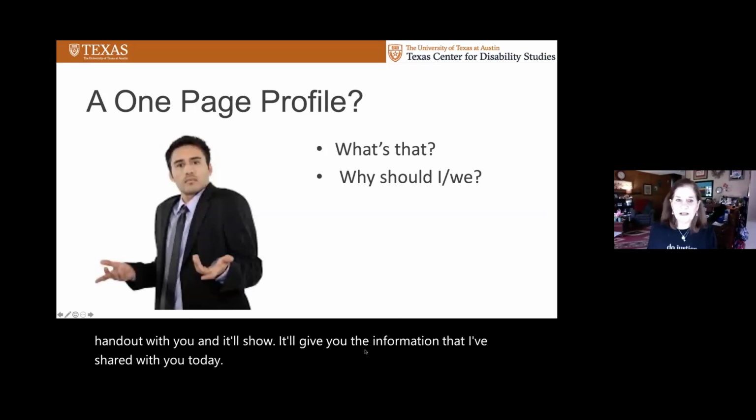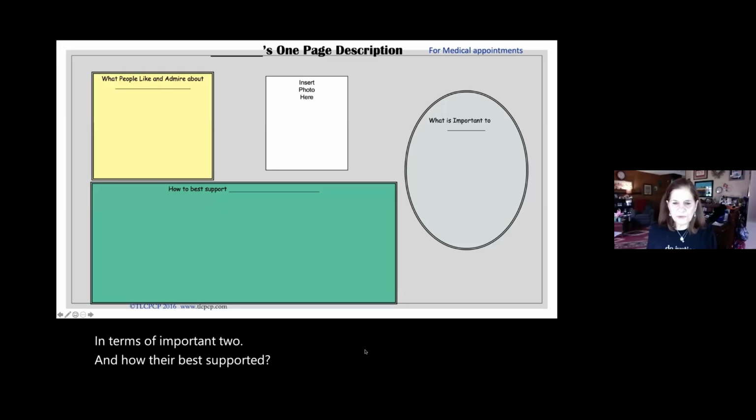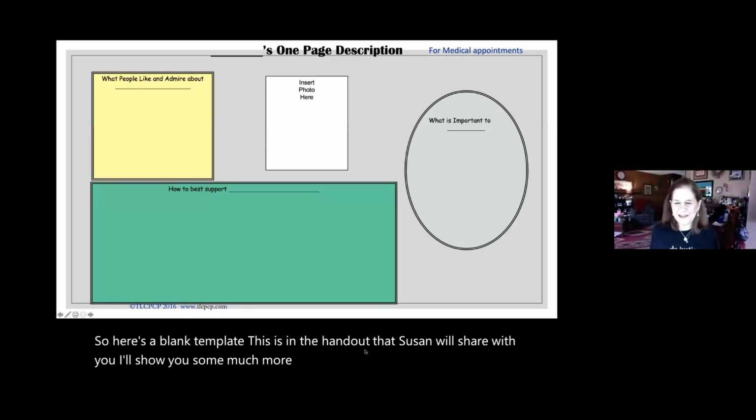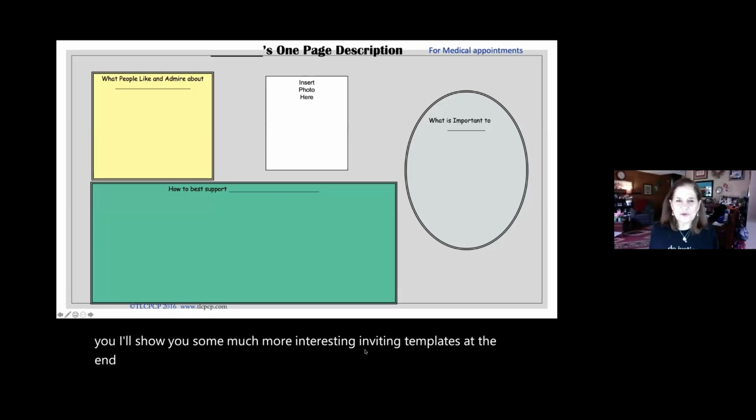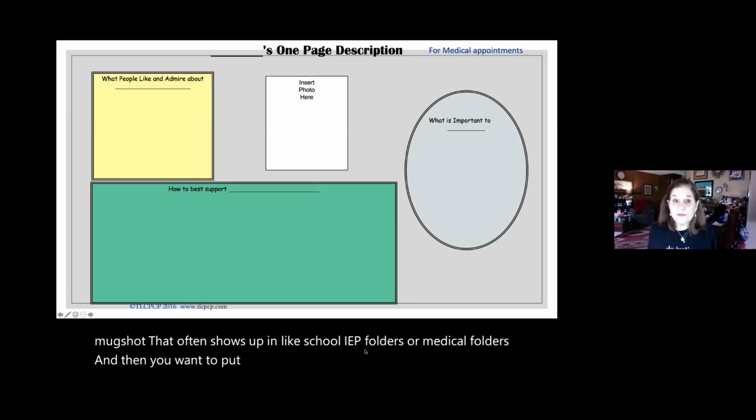A one-page profile, what is it? Why should we use one? It's a way of informing whoever your audience is about who your kid or who this person is in terms of important to and how they're best supported. So here's a blank template. This is in the handout that Susan will share with you. I'll show you some much more interesting, inviting templates at the end. But basically, you want to put a flattering photo of the person, not the mugshot that often shows up in school IEP folders or medical folders. And then you want to put what's important to them in this setting.